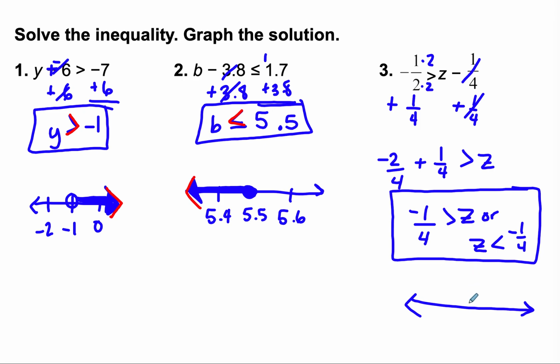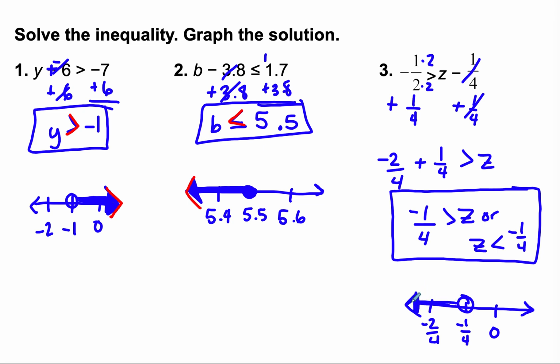All right, negative 1/4. My denominator is fourths, so that's what I'm going to go by. Negative 2/4, which is really negative 1/2. Negative 1/4, and then 0/4 would just be 0. Okay, so I'm going by fourths. Z cannot be equal to negative 1/4, so I'm going to have an open circle. And then I'm going to shade to the left.